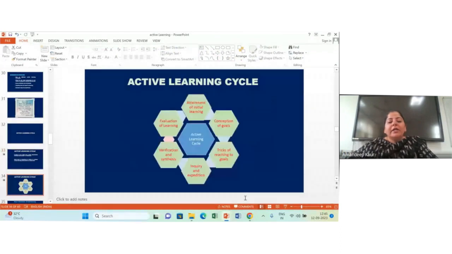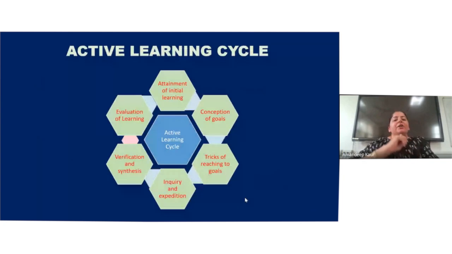Another important thing that we need to consider is how I am going to design these kinds of classes, or how I'm going to select an appropriate teaching methodology. So we need to follow a cyclic approach which contains 6 different steps. The very first one is the attainment of initial learning.